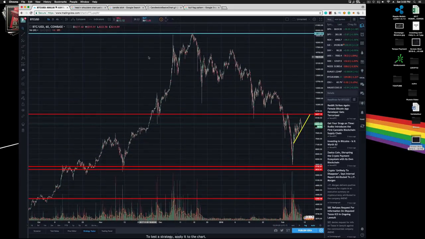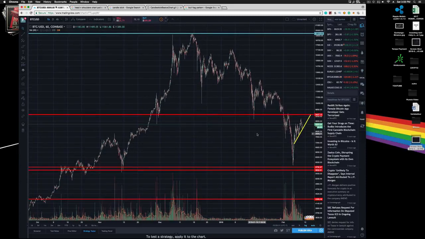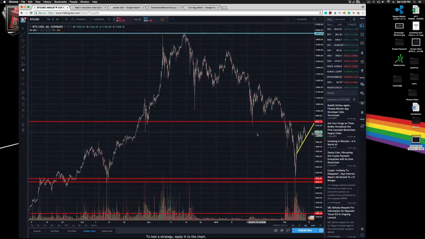We had this pullback with very low volume, which is a good sign for still bullish activity. That's what I'm thinking is going to happen with the US government backing Bitcoin and wanting to somewhat regulate it, but not take a huge negative stance like other countries are. It gives good signs for Bitcoin.